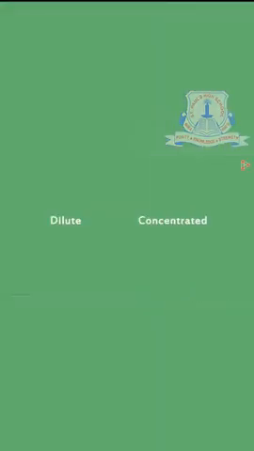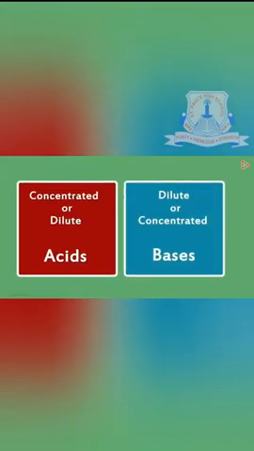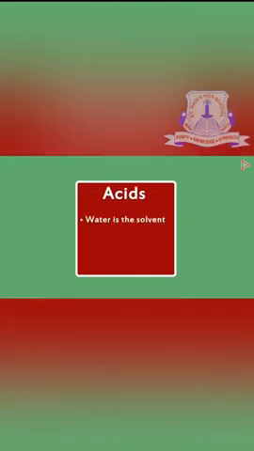Now we need to understand dilute and concentrated acids and bases. In acids, water is always the solvent and acid is the solute. Let's see, here in the beaker, water is acting as the solvent and we are adding acid as the solute. Obviously, heat is produced because it is an exothermic reaction.